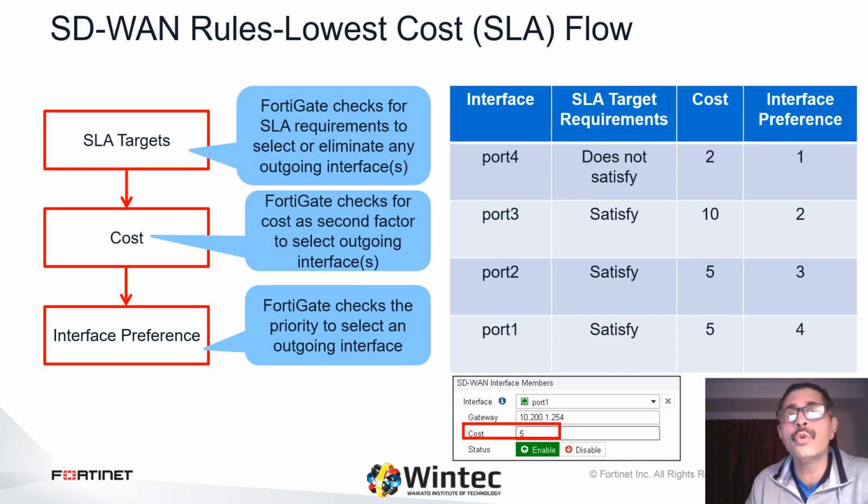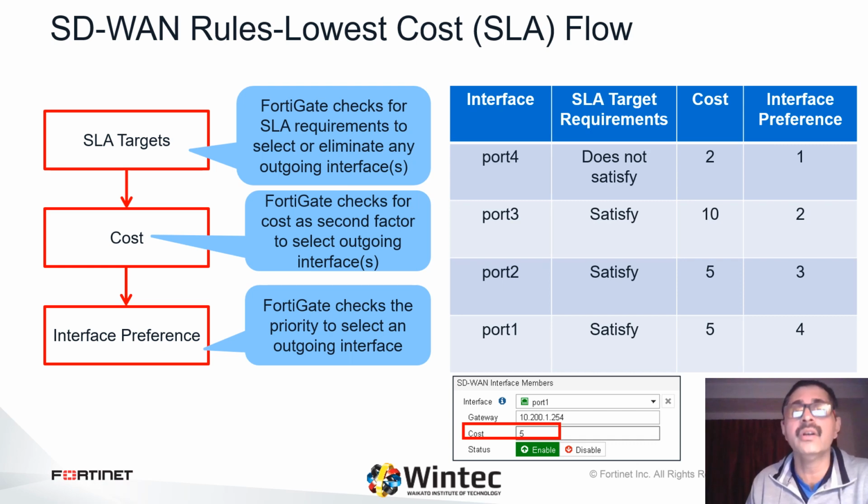Now FortiGate follows the flow shown on the slide on the left to select an outgoing interface for the lowest cost SLA. For example, SD-WAN has 4 member interfaces, 1, 2, 3 and 4. Refer to the table shown on the right side of the slide. First, FortiGate considers the SLA and eliminates interface 4 from the outgoing interface selection. Based on the SLA, FortiGate will consider 3 interfaces. Then FortiGate considers the cost to eliminate any interface from the consideration.